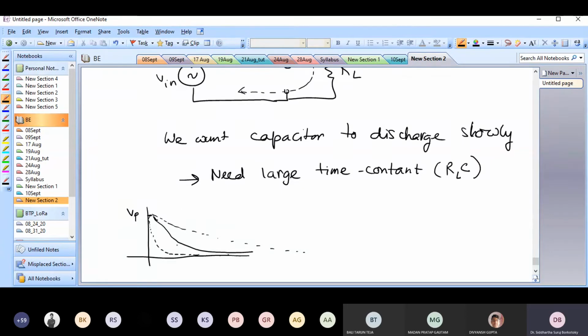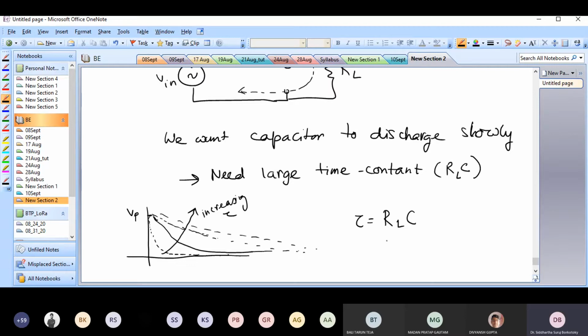So that large time constant, as I can see here, if you make the time constant larger, you get more and more curves like this. The curves will become flatter and flatter, so slower discharge. The time constant tau is RLC. So this is increasing tau. So we want large tau.